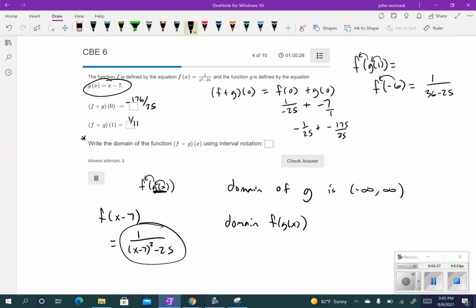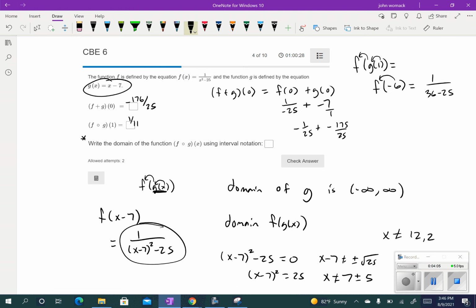So what I'm going to do is take my denominator and find out when does it equal 0. We don't want it to equal 0. We're just going to solve that equation. So add the 25 over. Take the square root of both sides. Plus or minus the square root of 25. Add the 7 over. Square root of 25 is 5. So 7 plus or minus 5. So we know that x cannot equal, I guess this is what we didn't want x to equal, 12 if I go 7 plus 5, or 2 if I go 7 minus 5. Okay, so the domain of f of g of x is x cannot equal 12 or 2.